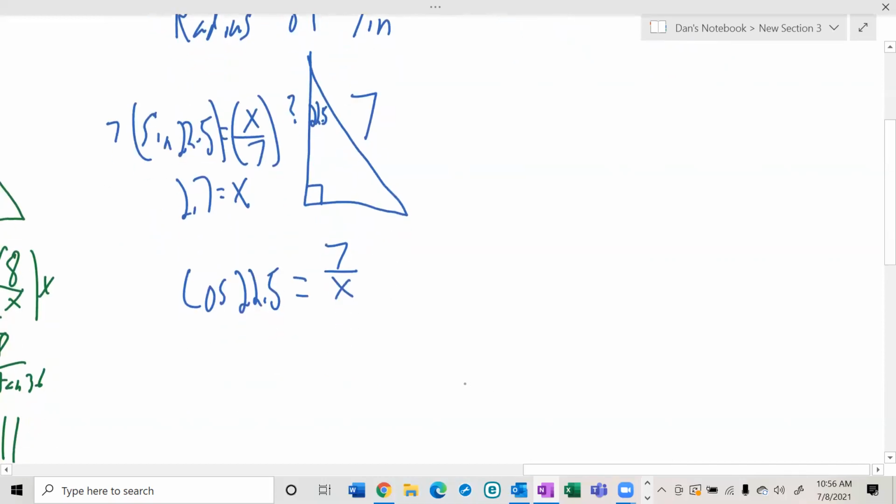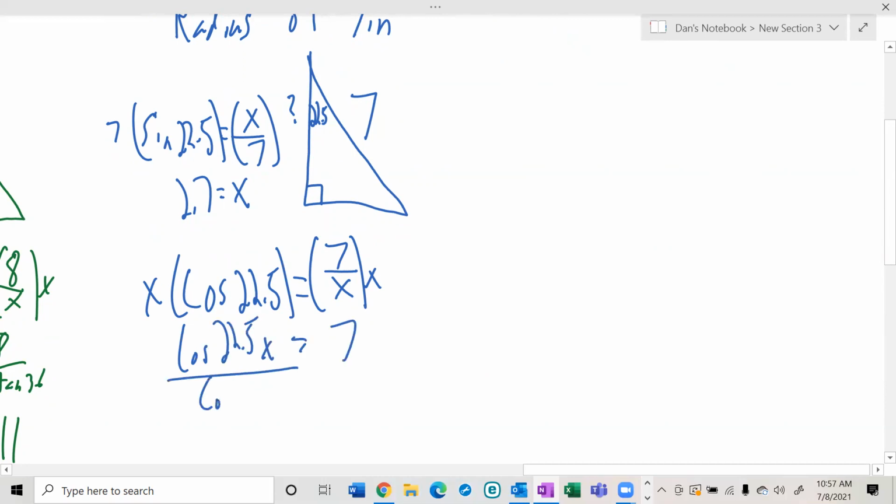All right, now we solve this thing out. Multiply both sides by x. Cosine of 22.5 times x equals 7. Then divide by the cosine of 22.5. I'm going through this fast because you learned this last week. You should already know it. And then x equals 7 divided by the cosine of 22.5. Multiple people solve that out.